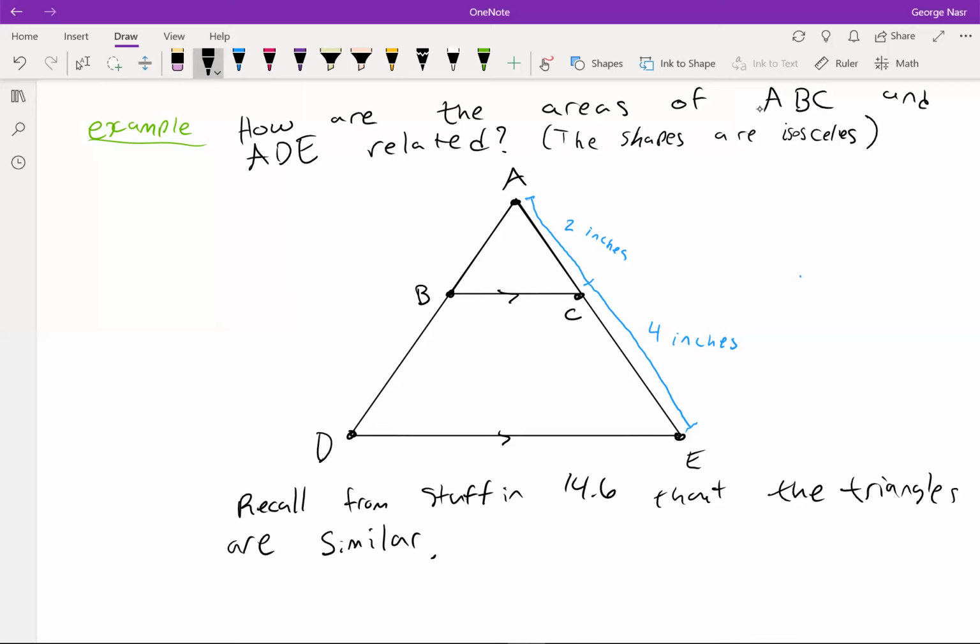Hello everyone, today we're talking about 14.5, similarity. Sorry, some audio just started playing randomly on my computer. Not really sure how that happened. Okay.